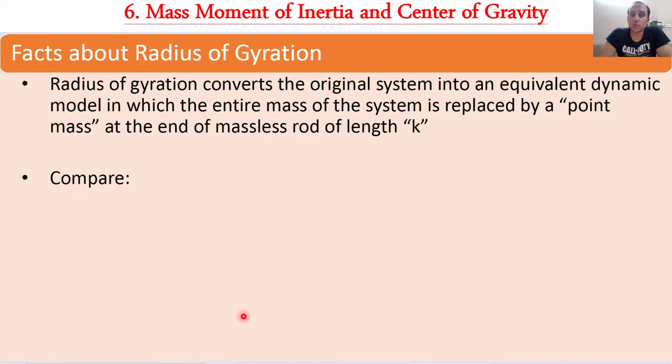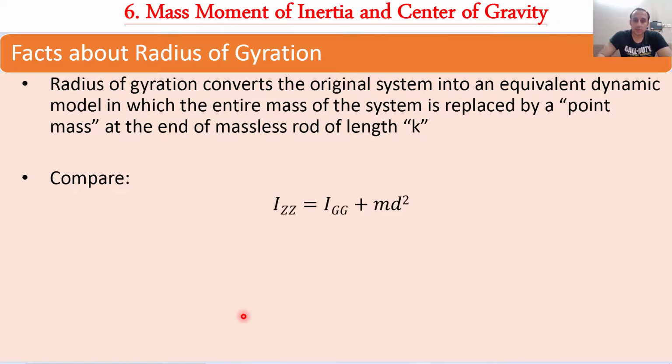Radius of gyration converts the original system into an equivalent dynamic model in which the entire mass of the system is replaced by a point mass at the end of a massless rod of length k. This is something I already explained while we were discussing the hammer example.